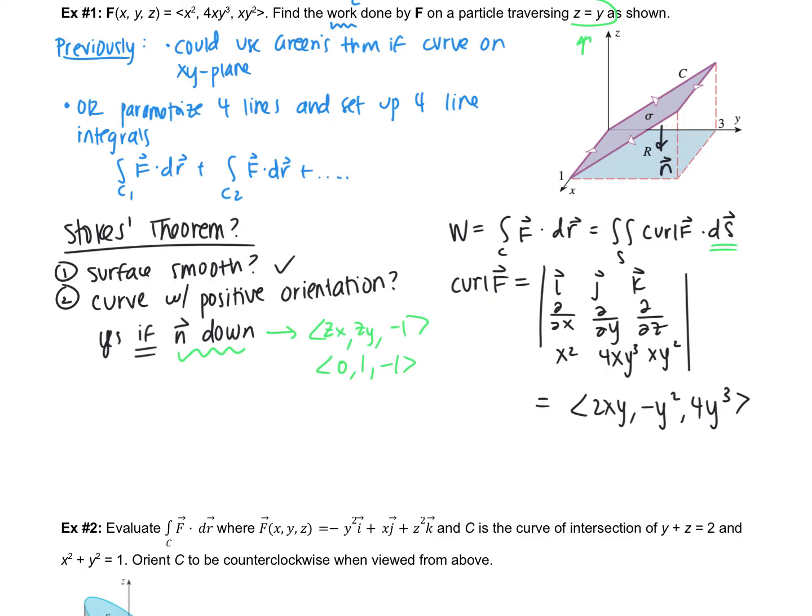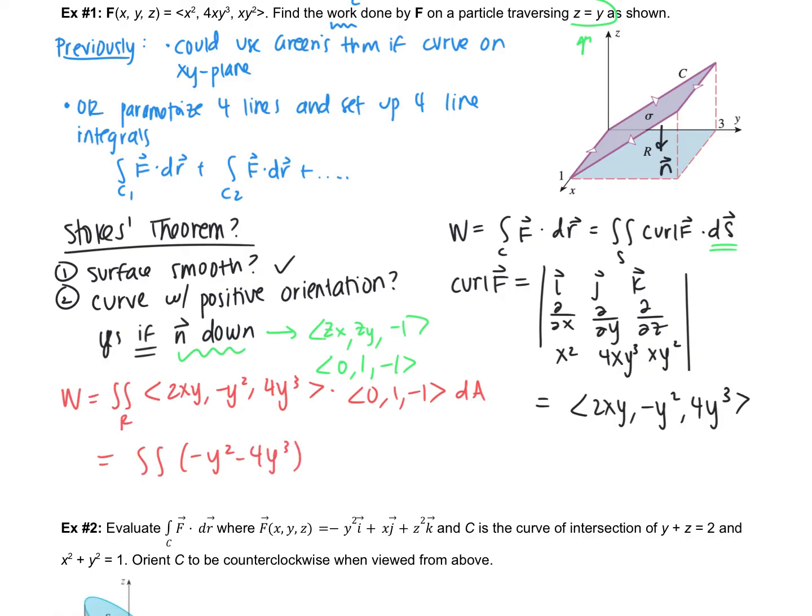Okay, so finally, we are ready to actually calculate work. So our work ends up being the double integral over the region R of that 2xy, negative y squared, 4y cubed, dotted with 0, 1, negative 1, dA. So this is the double integral then of negative y squared, subtract 4y cubed. And then as we can see on the figure, R, which is just the reflection on the xy plane, is a rectangle, which is so nice. So if I integrate with respect to y first and then x, y goes from 0 to 3, x goes from 0 to 1.